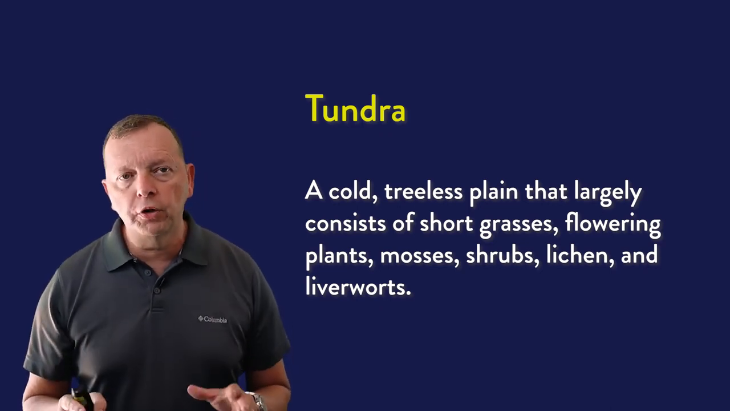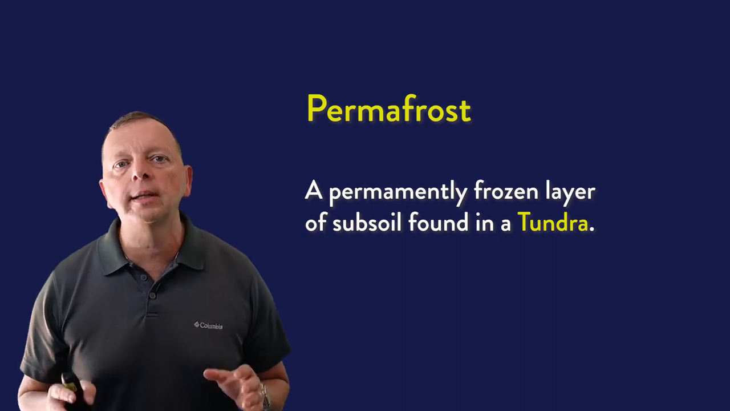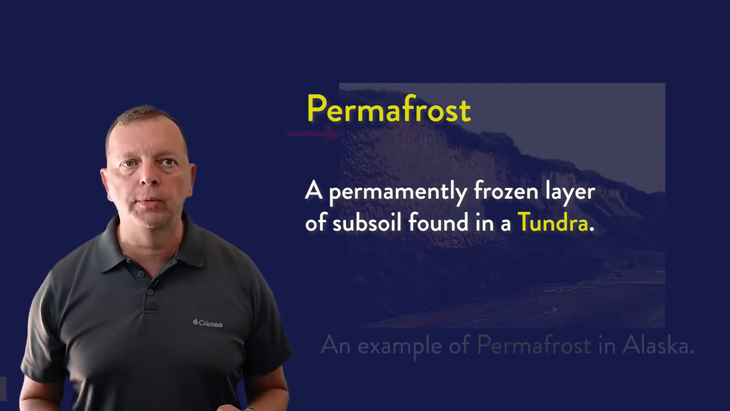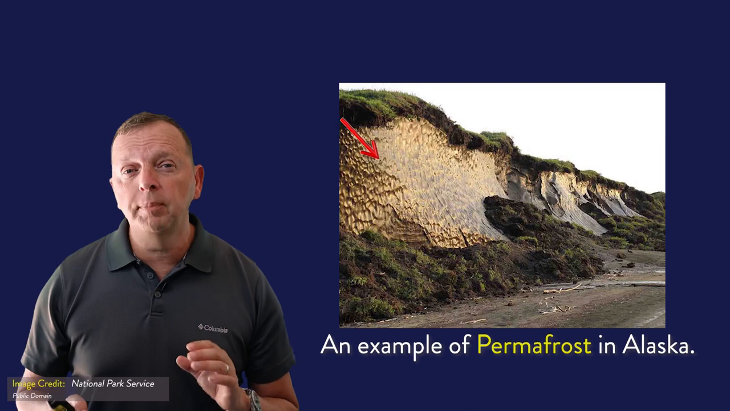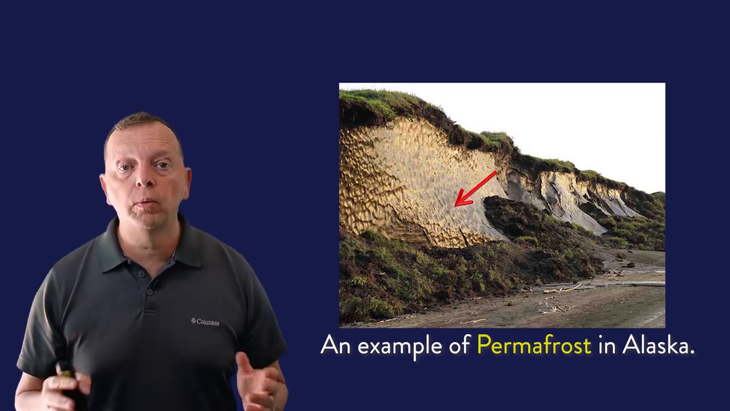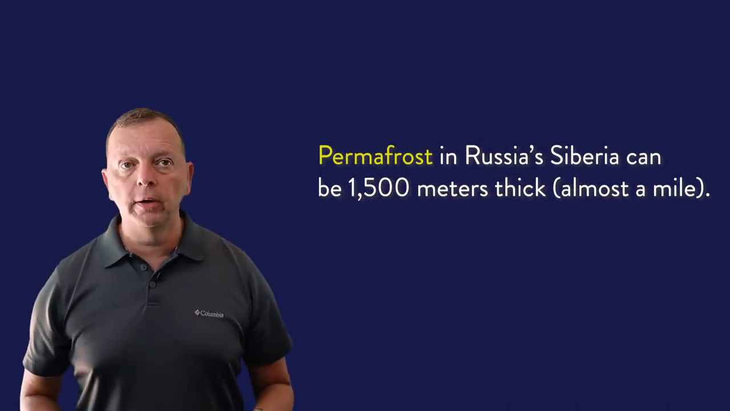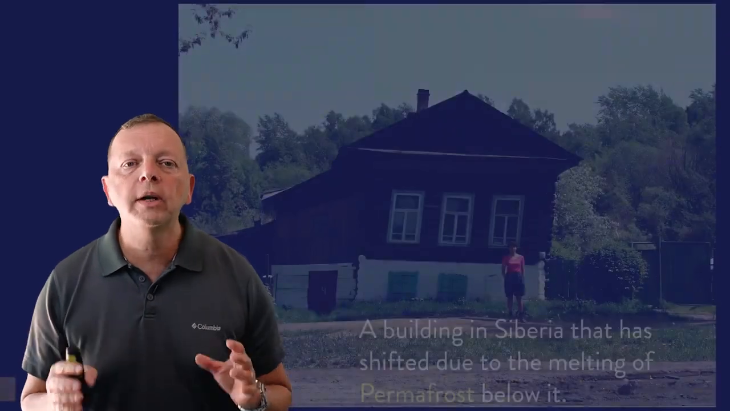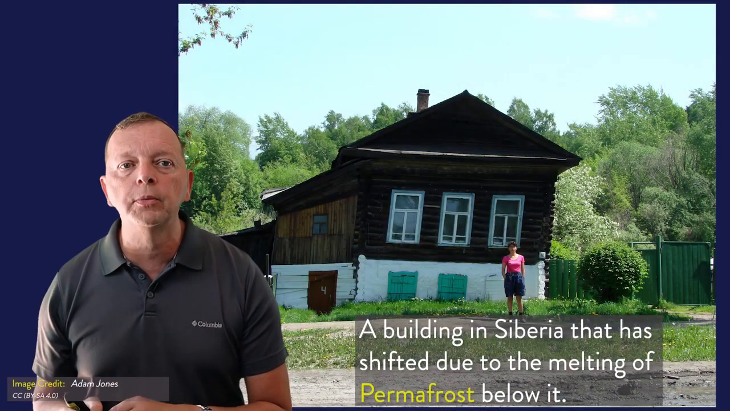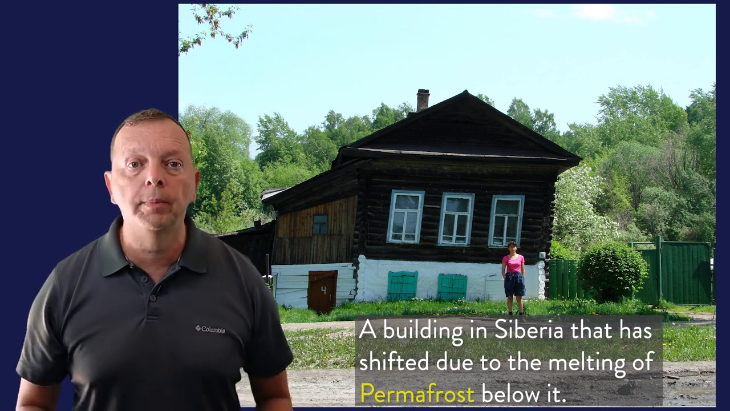Now, one unique feature found in the Arctic tundra is something called permafrost. Permafrost is a layer of permanently frozen subsoil. In Alaska, the permafrost could be up to 740 meters thick, but not to be outdone, the permafrost in Russia's Siberia is over twice as thick at 1,500 meters. Now, when we examine life in Russia later in this course, we're going to see how this permafrost creates problems to constructing buildings and how people have adapted to being able to build on it.